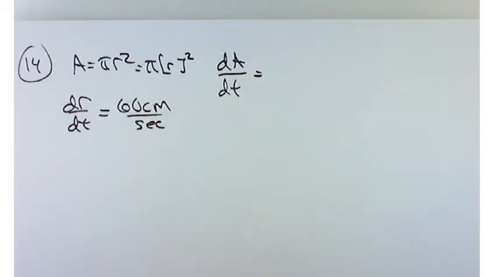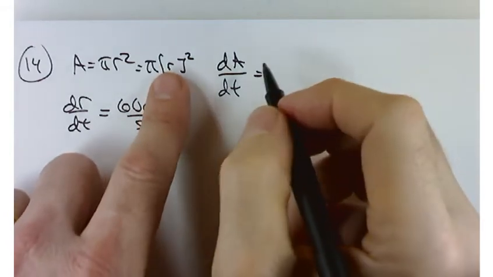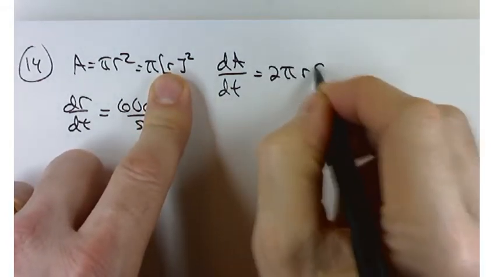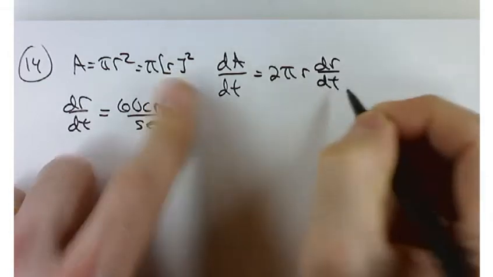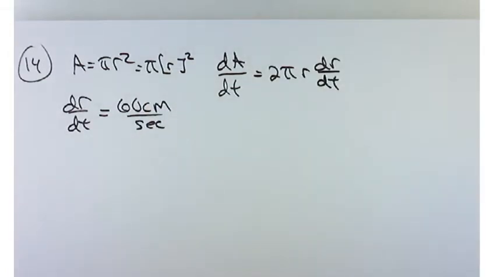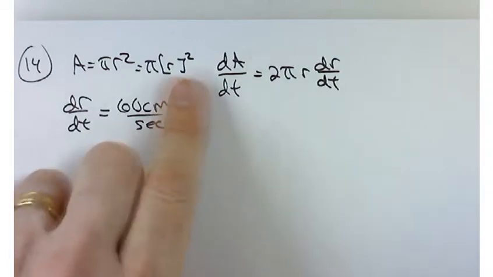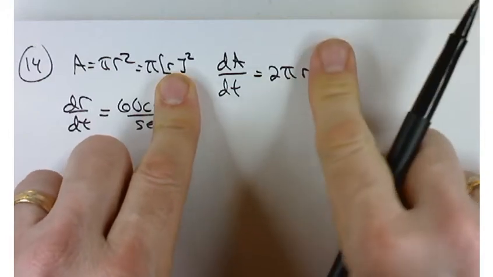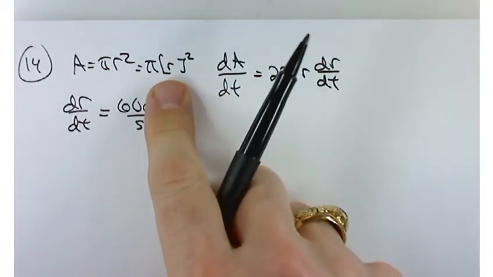Excellent. You have to do it implicitly, right? So we have to use the chain rule. It's going to be 2 pi r dr by dt. You have to use the chain rule on that one and differentiate implicitly, because I'm not differentiating with respect to r, which would be nice because then this term wouldn't be here. I'm differentiating with respect to time.